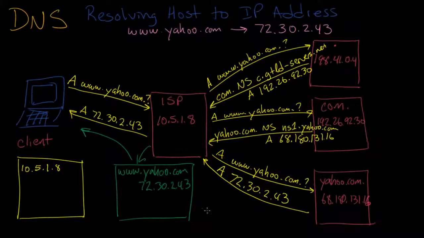So the caching is a really important part of DNS. It solves a problem in that it reduces the traffic on the net, but it can also cause some problems because if this address ever changes, your ISP's DNS server is going to need to know to flush that answer out. And we're going to see in a future video exactly how that happens.